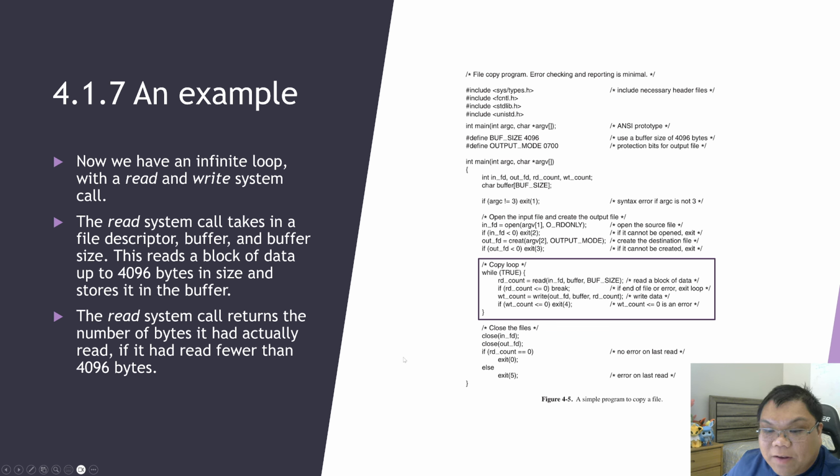Now we have an infinite loop where within that we read a block of data from our input file, and then that block of data that we read is stored in a buffer. Then we take that information in the buffer and we write that to our output file. If read returns 0 bytes, that means we reached the end of the file. There's nothing else in the file to read. Alternatively, if it's negative, it means something went wrong with trying to read the file, and we also exit.